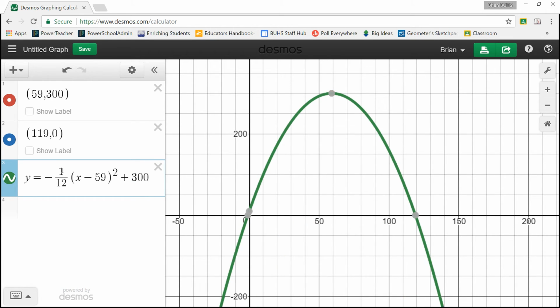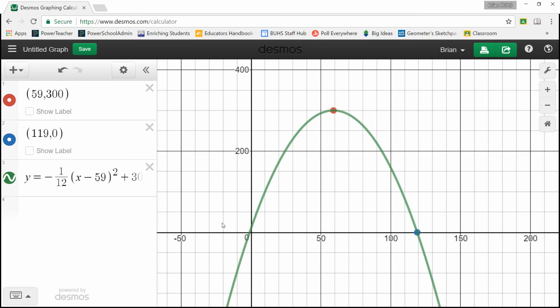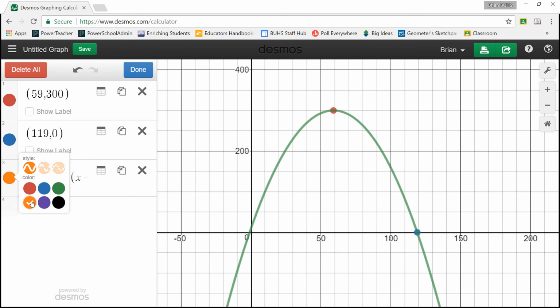So this was 300 high. So guys, here's our graph. There's the path of the flare. Tell you what, watch, I can even make the flare's color orange.